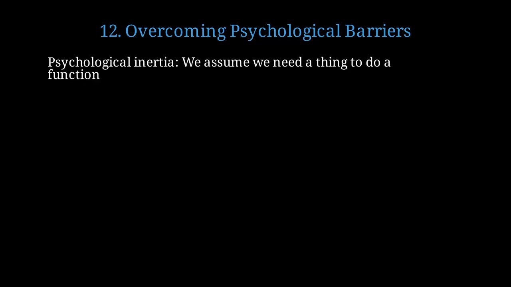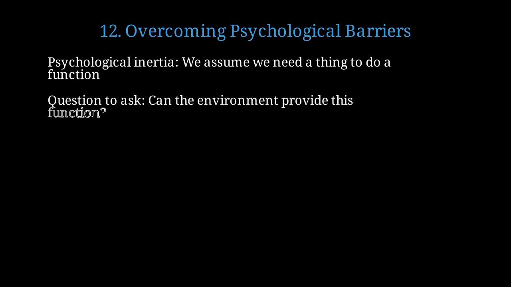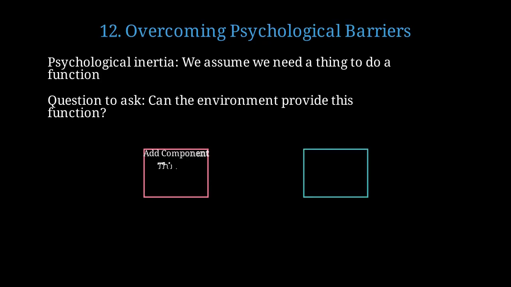IFR is overcoming psychological barriers that limit our thinking. Psychological inertia causes us to assume we need a physical thing to perform any function. The key question to ask: can the environment itself provide this function naturally? Shift from component addition thinking, where we add parts to solve problems, to physics utilization thinking, where we harness natural phenomena.